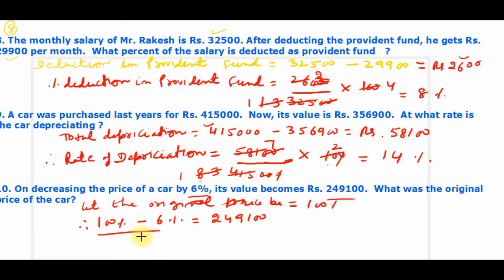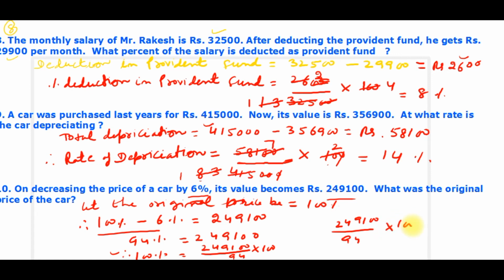249100. Therefore this minus this, 94%. We have to find out 100%. Therefore it would become 249100 upon 94 multiplied by 100. This 100% is for its original value. Right? So we will do it here: 249100 upon 94 multiplied by 100.